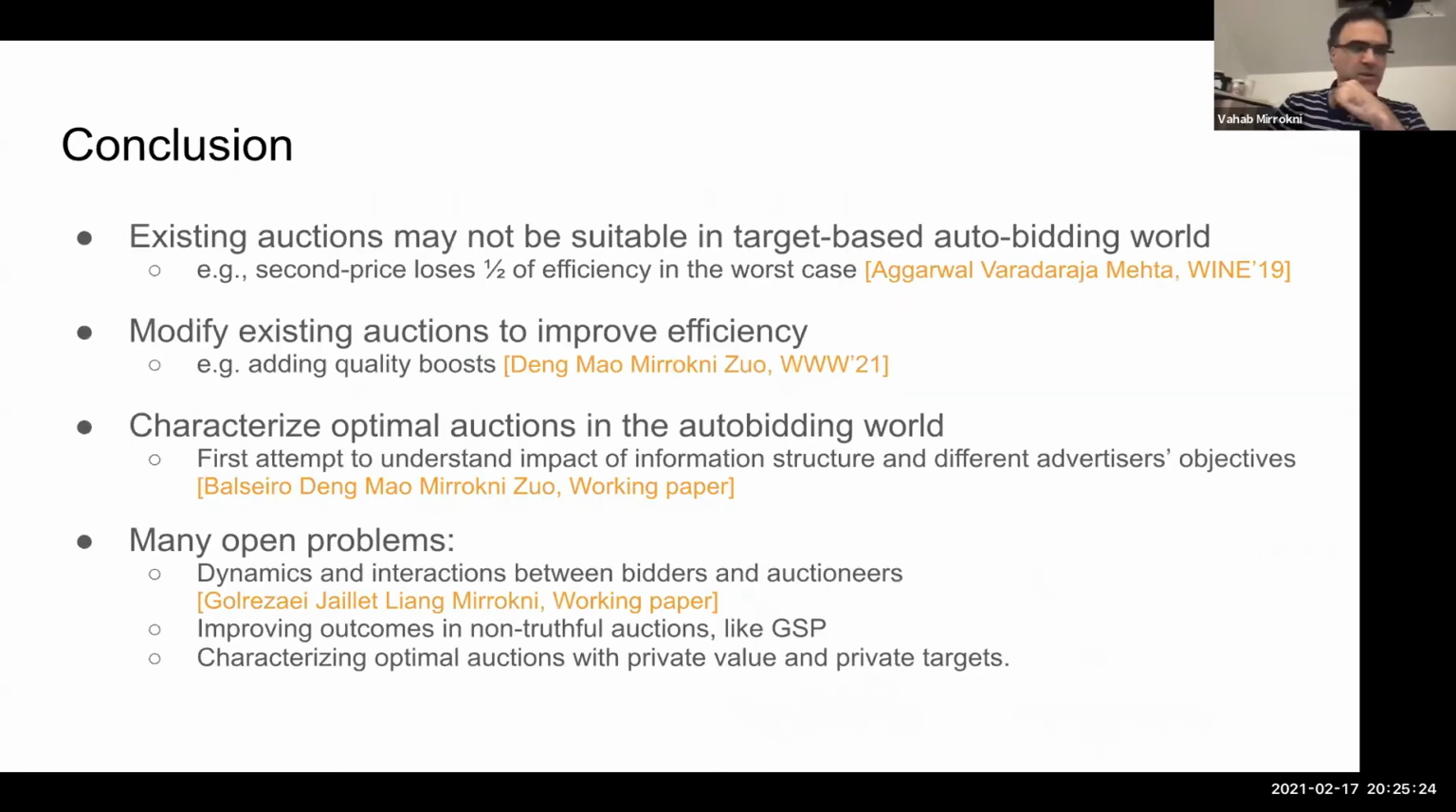I guess I'm done with the first section of the talk about interesting questions and problems in this bidding automation world. There are many open questions. So I talked about how to improve the efficiency of the outcome, how to characterize the optimal auctions. And there are many open questions. For example, understanding the outcomes of non-truthful auctions like GSP is not completely understood, and also characterizing the optimal auction when both target and value are private.